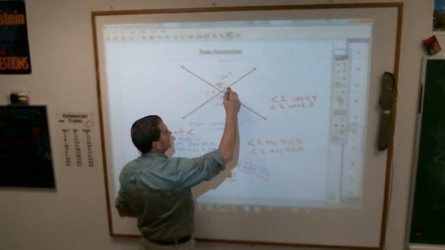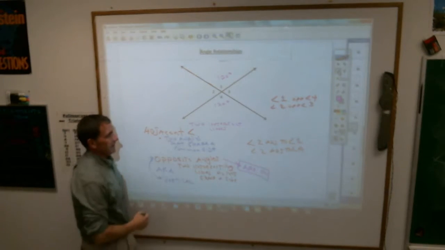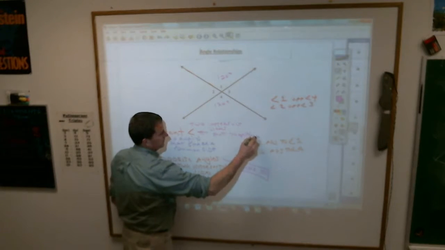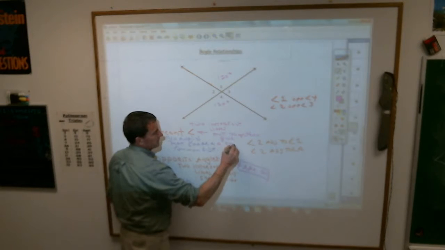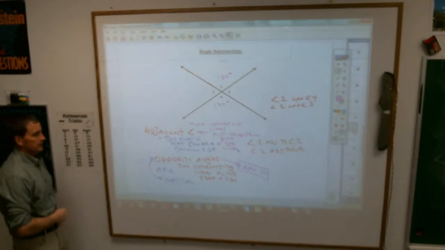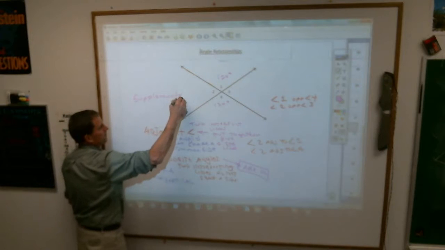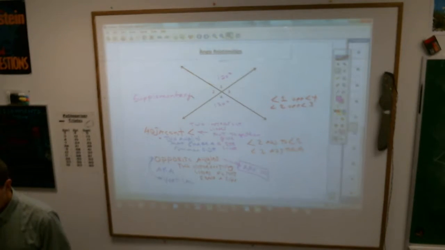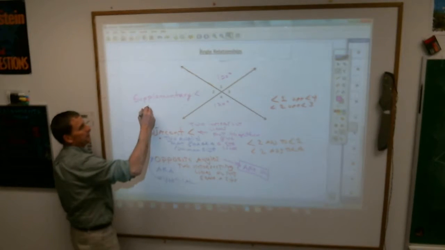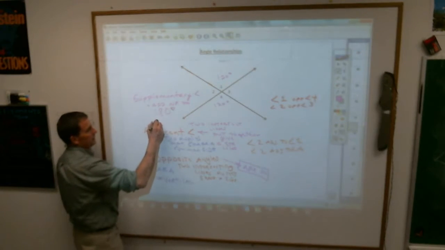But there is something true about them. If you put them together, what do you get? You get a straight line. Adjacent angles put together, which they already are, give you a straight line. And that little fact, ladies and gentlemen, is what we call being supplementary. A-R-Y or E-R-Y? Anybody? A-R-Y, good. Supplementary angles add up to 180 degrees, which is a straight line.